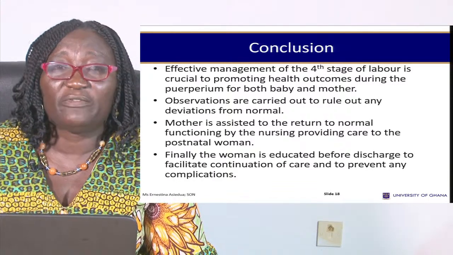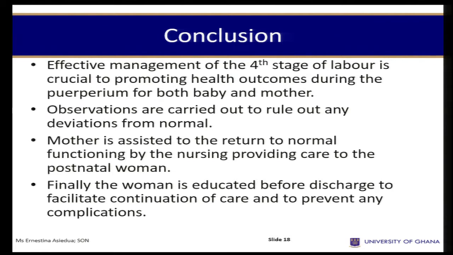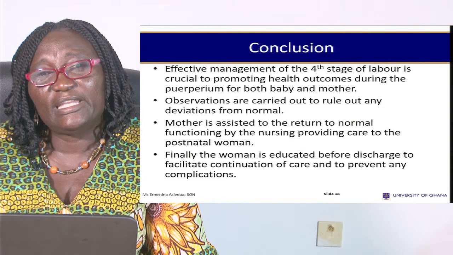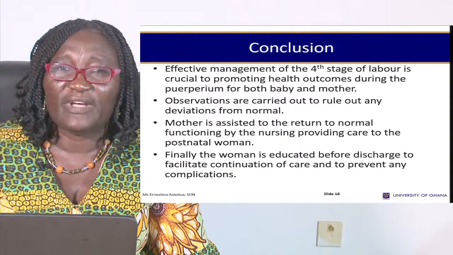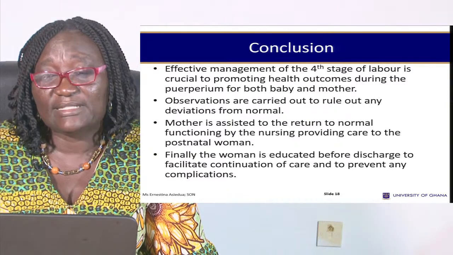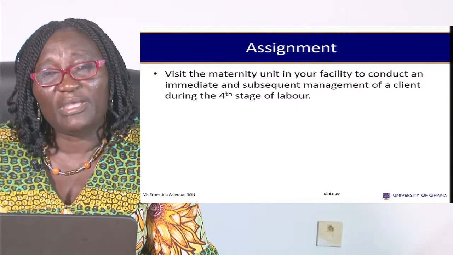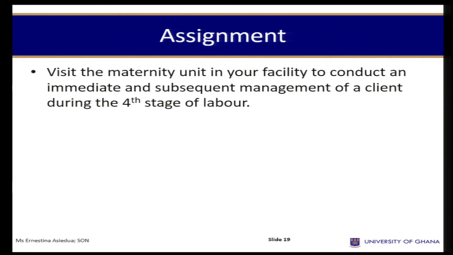So in conclusion, for the 4th stage, effective management of the 4th stage of labor is crucial to promoting health outcomes. The observations are very, very important. Deviations from normal should not just be noted, but then you have to intervene immediately. The mother is assisted to return to normal functioning, and finally the woman is educated before discharge to facilitate continuation of care and prevent any complications. For assignments for this topic, you visit the maternity home, your facility, and conduct immediate and subsequent management of a client during the 4th stage of labor.